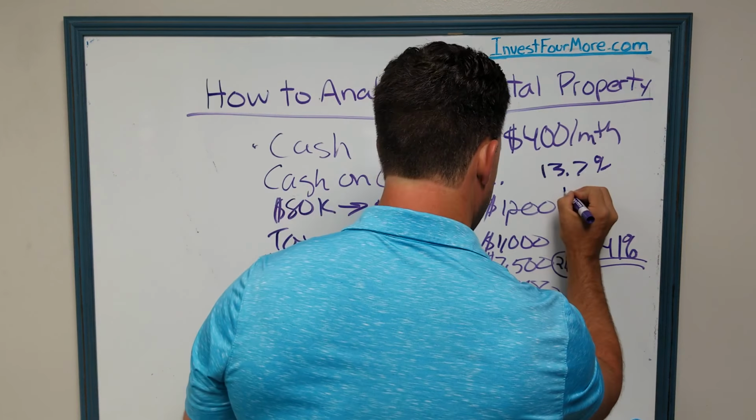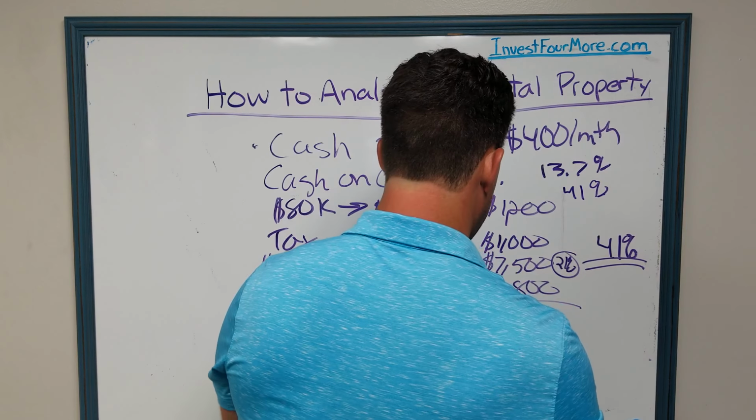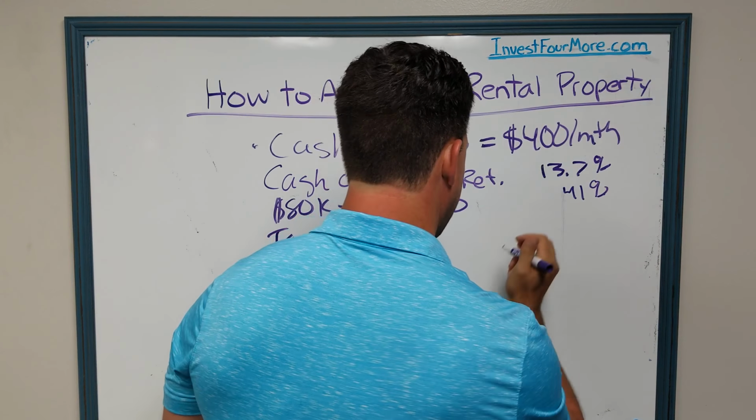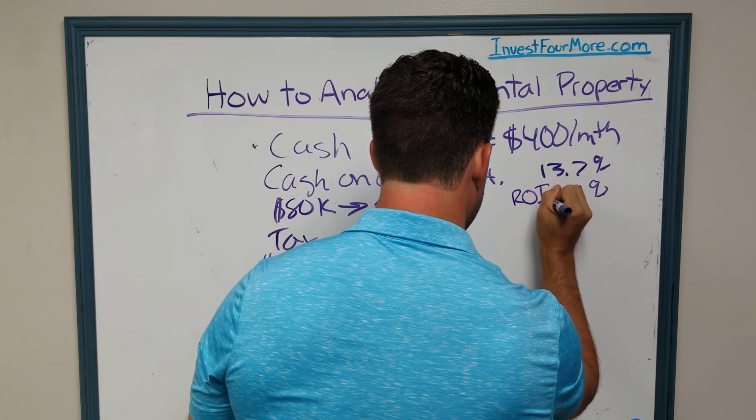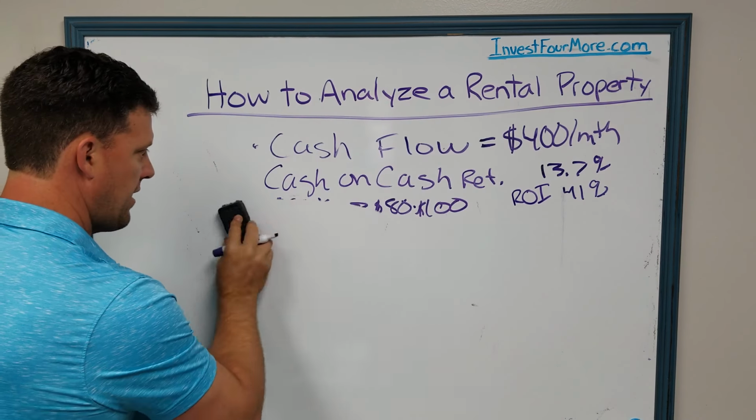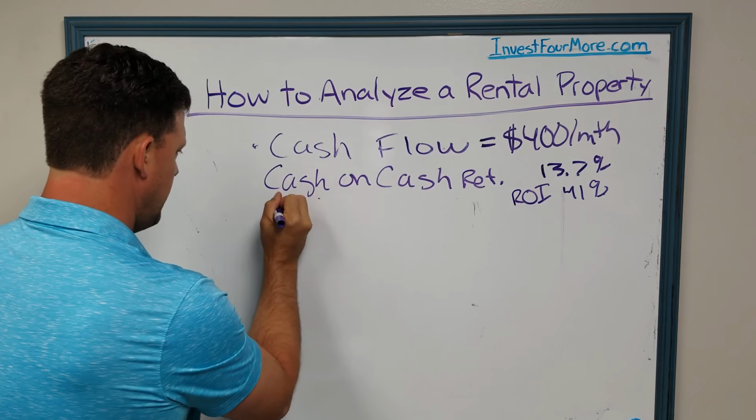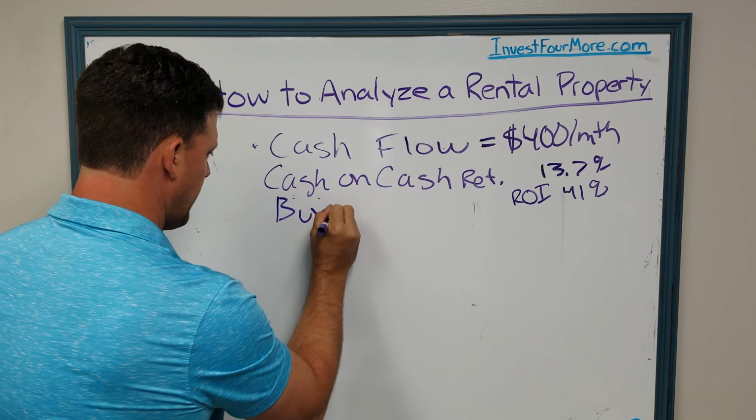So I'm gonna put this 41% here as just kind of like the ROI, we'll call it the return on investment. And then we're gonna talk about buying below market value.